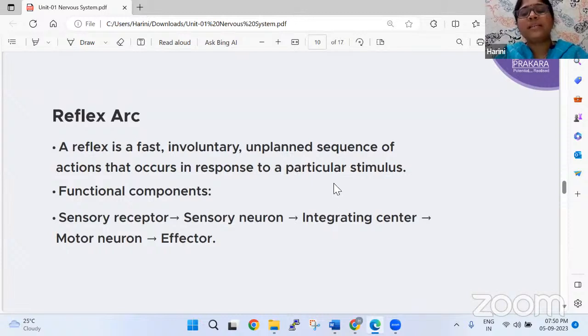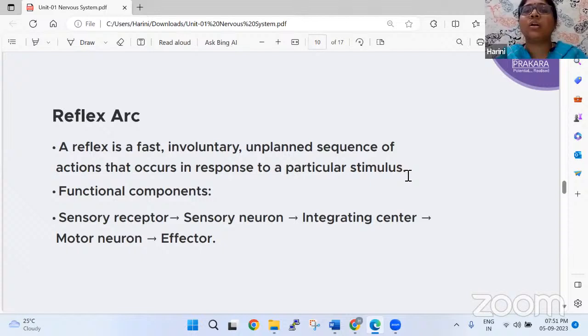Now I'm coming to the end of the topic. I don't think I'm boring you, but next we are coming to the climax part of our session, that is the reflex arc. What is a reflex arc? This is an involuntary action. A reflex arc is a fast, involuntary, unplanned sequence of action that occurs in response to a particular stimulus, a change in the body. Or otherwise, I'll take an example.